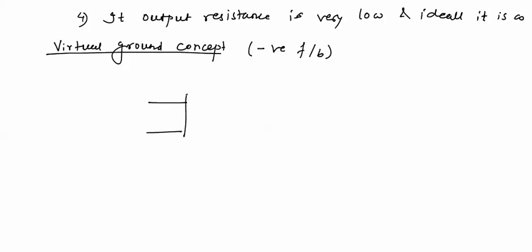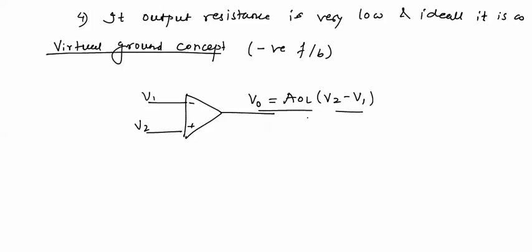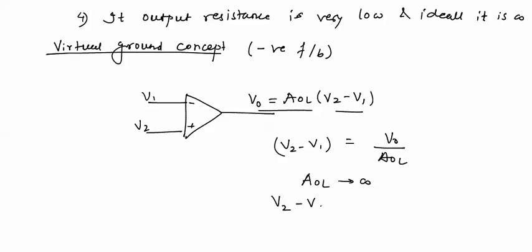For example, this is an op-amp and these are the two voltages V1 and V2 applied at inverting and non-inverting terminal. It will generate an output which is equal to AOL into V2 minus V1. So it amplifies the difference in the input voltages. From this expression we will write V2 minus V1 equal to V0 upon AOL. And we know that AOL is very high, it tends to infinity. V2 minus V1 will be equal to 0, that is V2 is equal to V1.